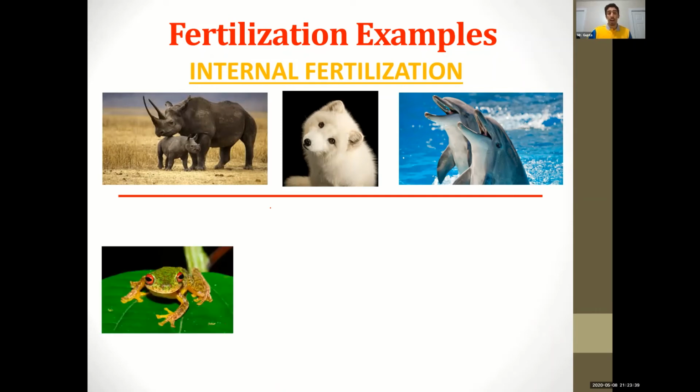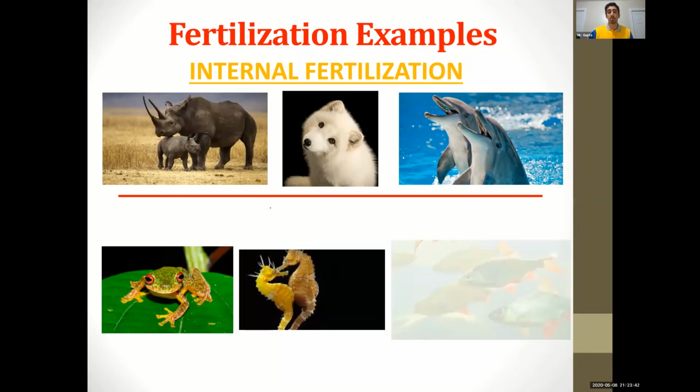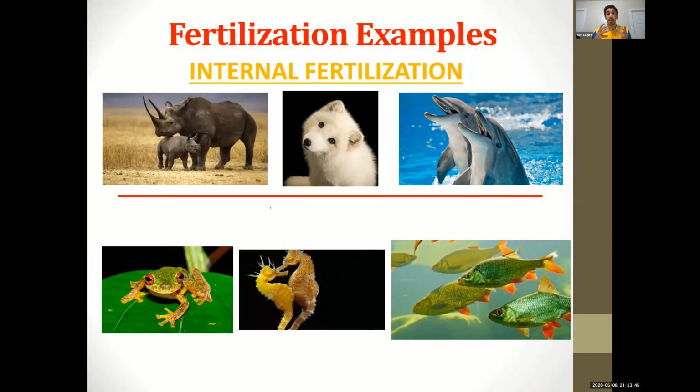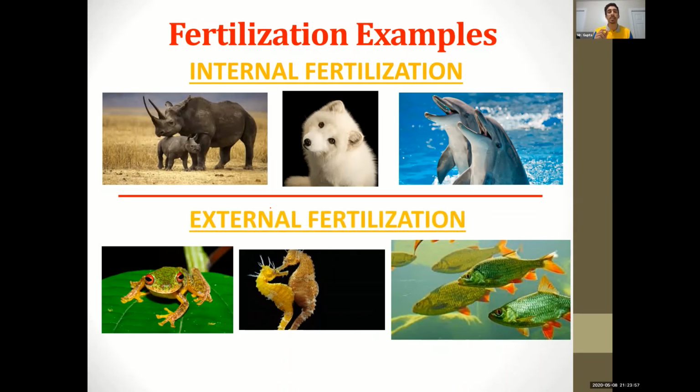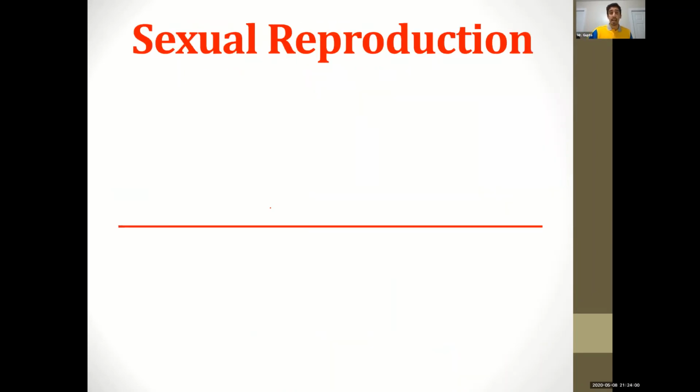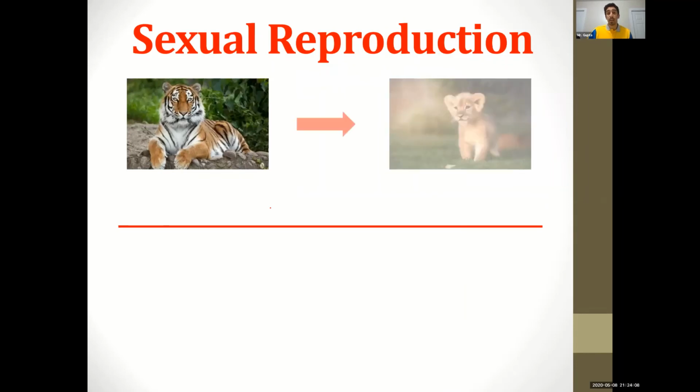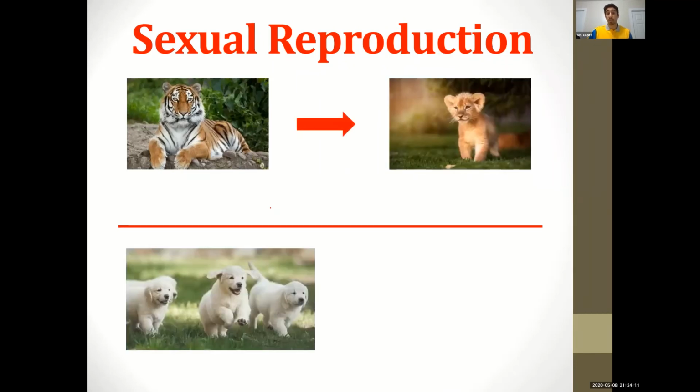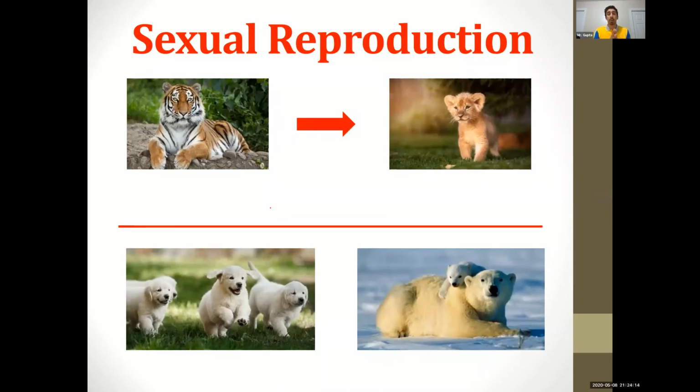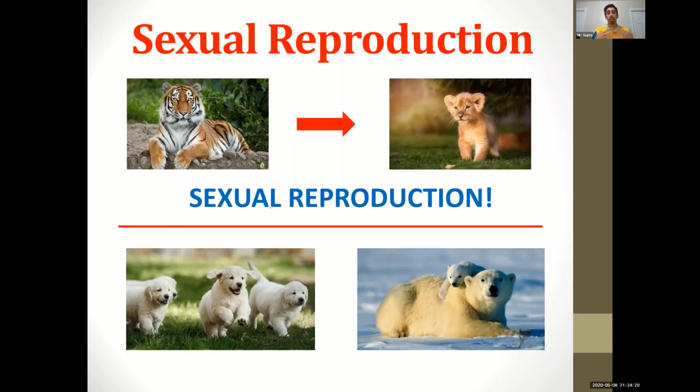On the other hand, there are organisms such as frogs, seahorses, and fish. And in these organisms, the gametes, the egg and sperm, fuse together outside of the organism. And this is called external fertilization. And we'll look at this in more detail in my next video. In the meantime, let's look at a few more images of organisms that reproduce through sexual reproduction. So there's a tiger. That tiger produces a cub. And there's also puppies, a polar bear and its cub. So there are so many organisms. All mammals reproduce sexually. This is sexual reproduction.